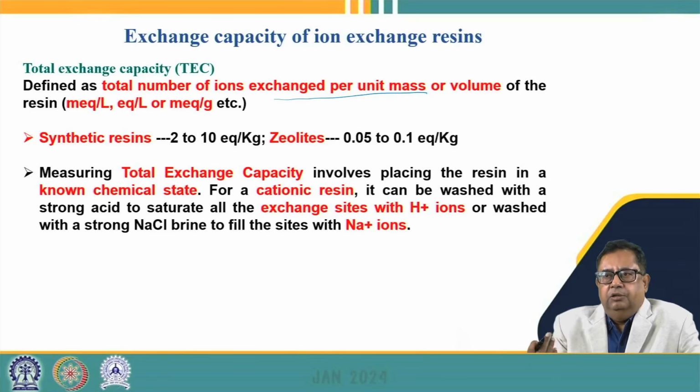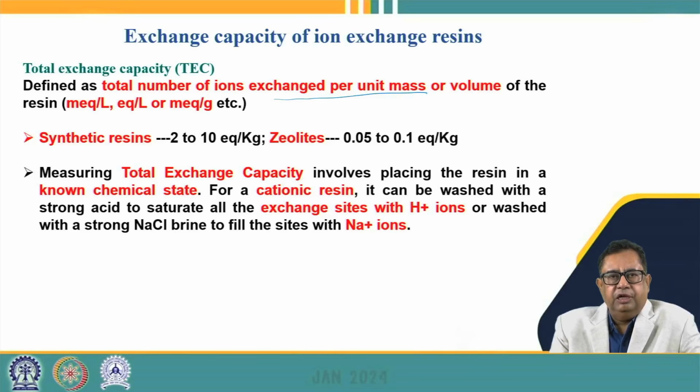Till the resins that we are using, that is, the cation exchange resin or the anion exchange resin, become exhausted, that is, the initial concentration which is being put in contact with the ion exchange resin becomes equal to the effluent concentration. So this means that our ion exchange resin has totally exhausted, and then we can define that whatever the number of ions that have been exchanged till then represents the total exchange capacity of the ion exchange resin.